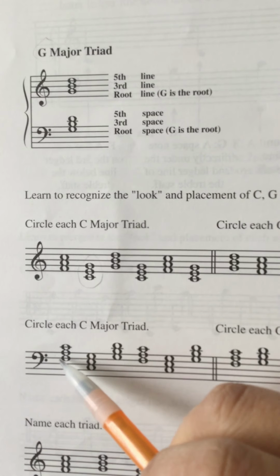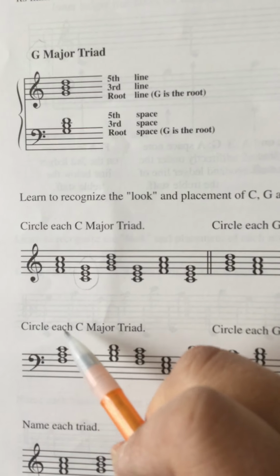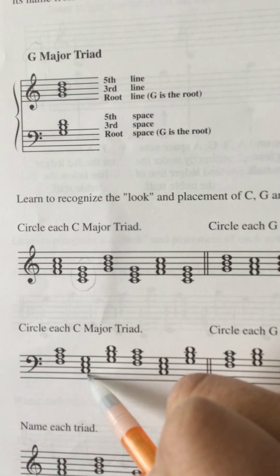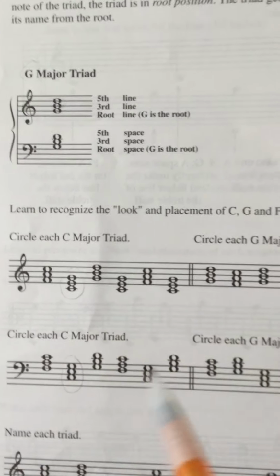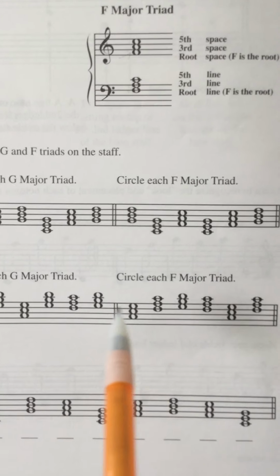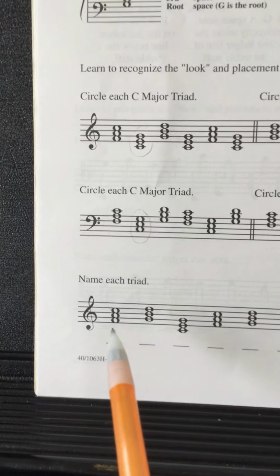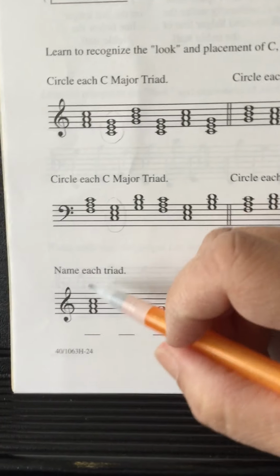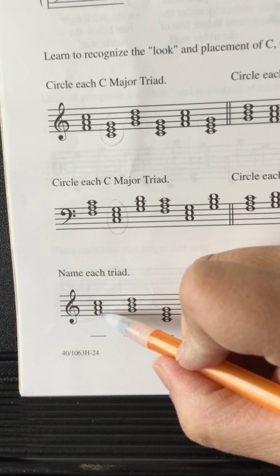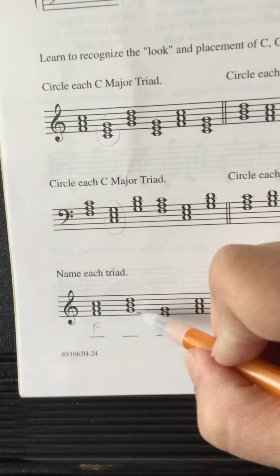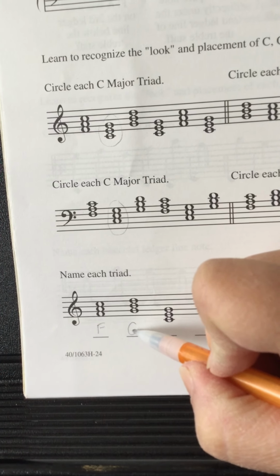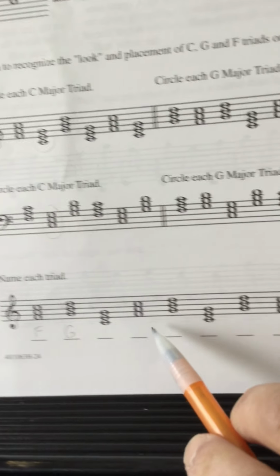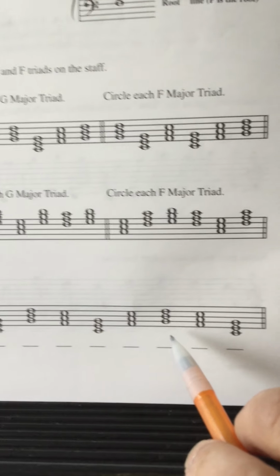And then same with bass clef. Circle the C majors. That's an F. That's not right. This is a C. Right? So this should make sense as you're going along. And then the very bottom, you're just naming the triad. And again, it's just the bottom note, whatever it is. So this one is a space note. That's an F. That's the G. Right? So just make sure you're doing it all in treble clef, but it should make sense. Just name that bottom note.